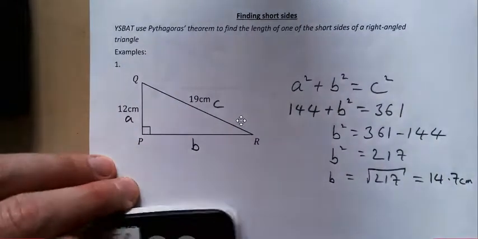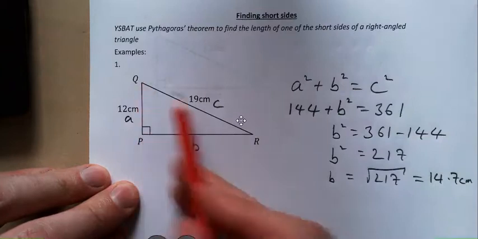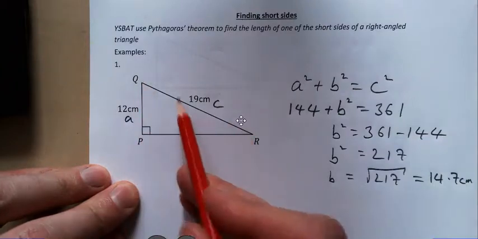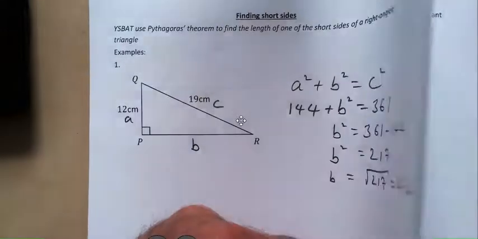Hopefully that makes sense. Notice there that with the 14.7, a lot of people make mistakes here. C always needs to be the biggest one. Make sure your answer isn't bigger than 19, otherwise you've definitely made a mistake somewhere. Let's look at our last example then.